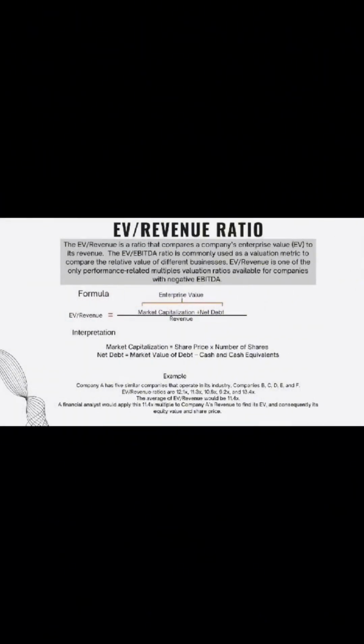The enterprise value over revenue ratio is a ratio that compares a company's enterprise value to its revenue. The enterprise value over earnings before interest, tax, depreciation, and amortization ratio is commonly used as a valuation metric to compare the relative value of different businesses. Enterprise value over revenue is one of the only performance-related multiple valuation ratios available for companies with negative earnings before interest, tax, depreciation, and amortization. For the formula, market capitalization plus net debt is equivalent to enterprise value over revenue.